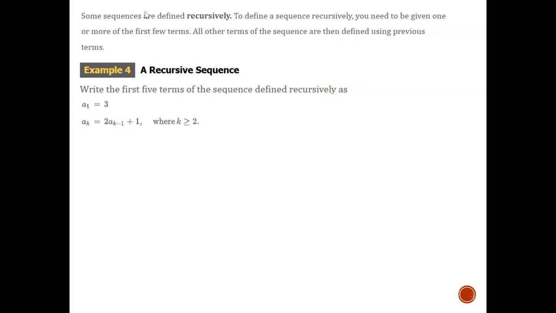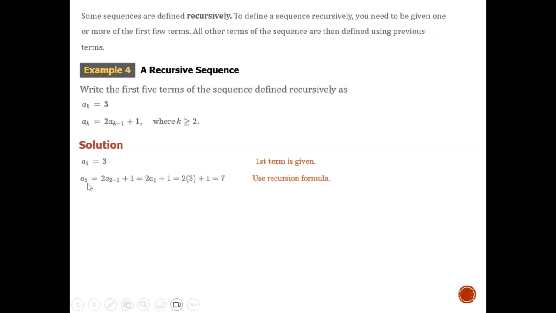It says, write the first 5 terms of the sequence defined recursively as A1 equals 3, and the next term, AK, will be 2AK minus 1 plus 1, where K has to be more than or equal to 2. Okay? So right now, this is going to be my first term. My first term is 3.